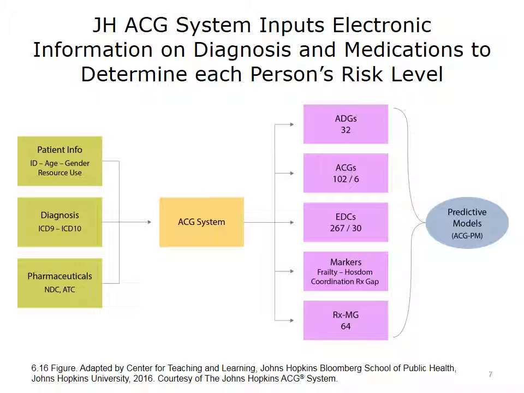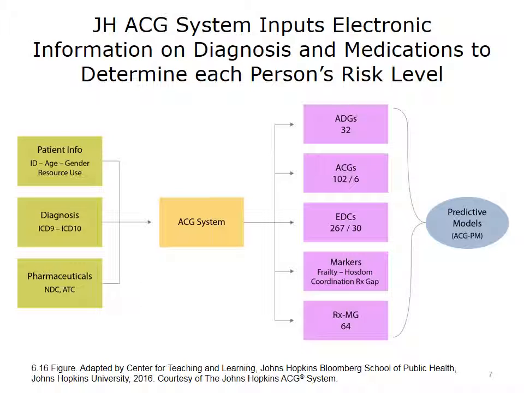This slide presents a brief summary of the logic that goes into the Johns Hopkins ACG methodology. It takes all of the information available on a person, and then the categorization for each person in a cohort can be used to assess the risk of entire populations. The ACG software can take demographic information, the diagnoses, and pharmaceutical information.